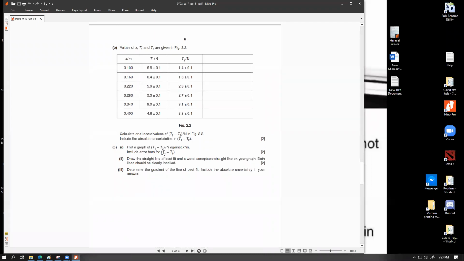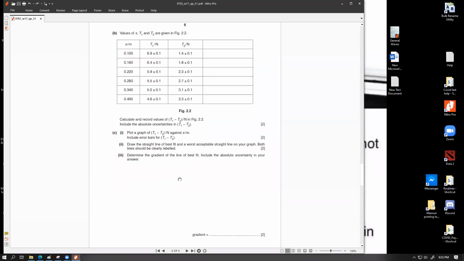Plot a graph of T1 minus T2 of Newton against x of meter, include error bars for T1 minus T2. Draw the straight line of best fit and the worst acceptable line on your graph, both lines should be clearly labeled. We did the labeling. Determine the gradient of the line of best fit, include the absolute uncertainty in your answer.